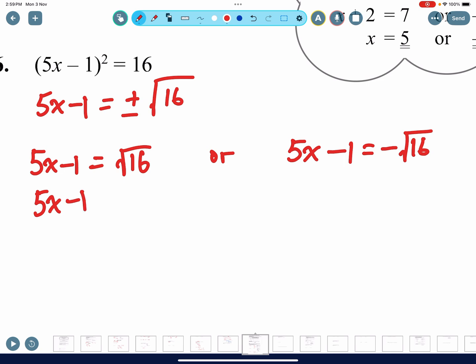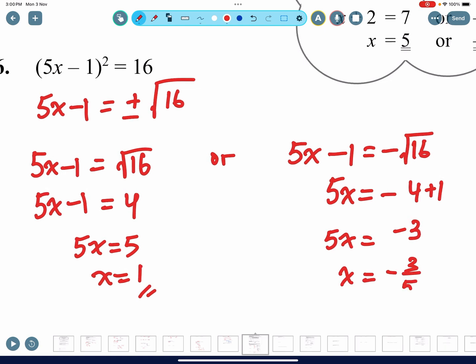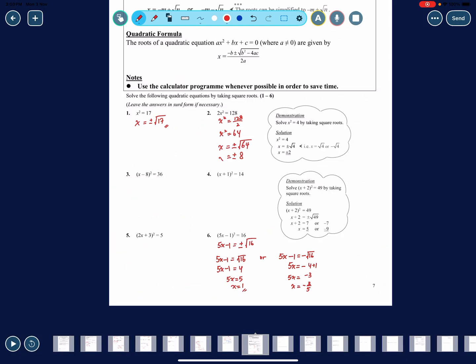5x minus 1 equals the square root of 16, which is 4. Solve for x: you would have 5x equals 5, x equals 1. So one answer is there. This one here will be -4 plus 1. 5x equals -3, x equals -3 over 5. So those are your two solutions.